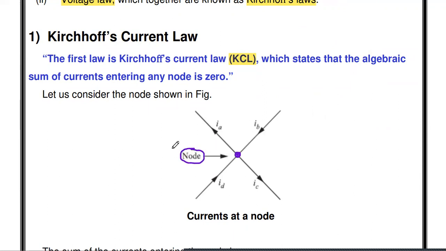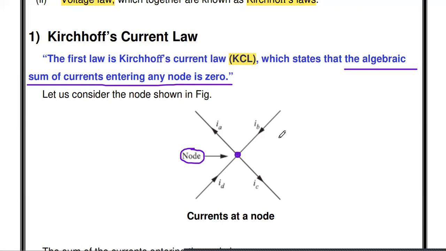Node or junction. Kirchhoff's current law can be applied to each node. It states that the algebraic sum of currents entering any node is 0. That is, the algebraic sum of all currents entering the node is 0. That is Kirchhoff's current law. Alternatively, we can define it as: the sum of incoming current is equal to the sum of outgoing current.